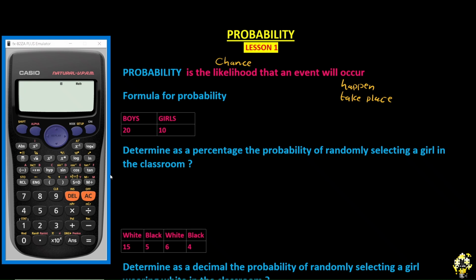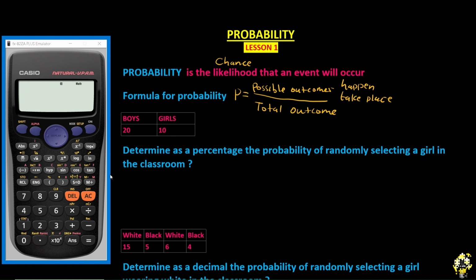Knowing that probability is the chance that an event will happen, the formula for probability should always be P is equal to possible outcomes at the top, and then at the bottom, the total outcomes, the total number of outcomes. Now you will see how this whole formula works.